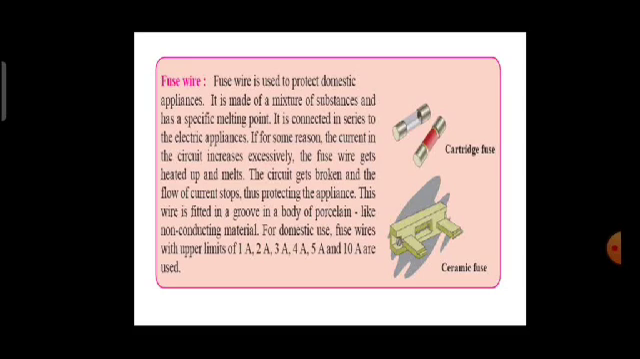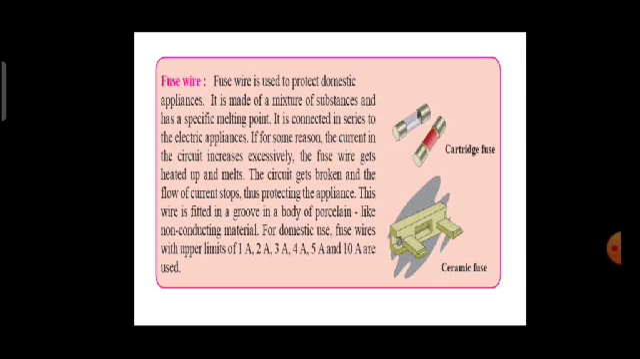And for domestic use, fuse wires with upper limits of 1 ampere, 2, 3, 4, 5 and 10 ampere are used. So you must have observed at times when light goes off at home, current goes off. First of all, we find out from the other houses if at their home the current is there, and only we do not have the current, then what do our parents do? They first check the fuse.